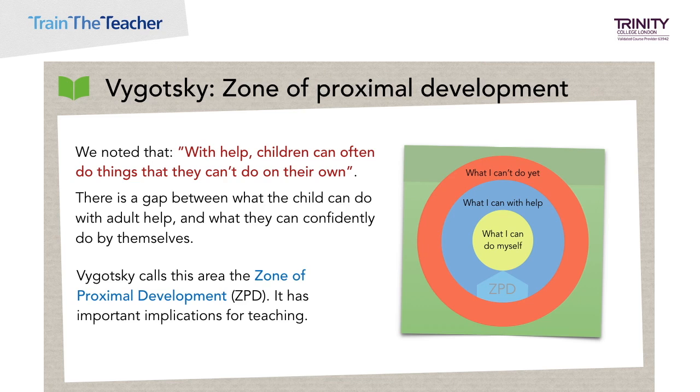There is a gap between what the child can do with adult help and what they can confidently do by themselves. We previously looked at the example of a child learning to use a spoon to get food to its mouth. With the guiding hand of a parent, the child can be successful. Over time, they don't need so much help and they can successfully bring the food to their mouth using the spoon all by themselves. And Vygotsky calls this area the zone of proximal development, or ZPD, and it has important implications for teaching.